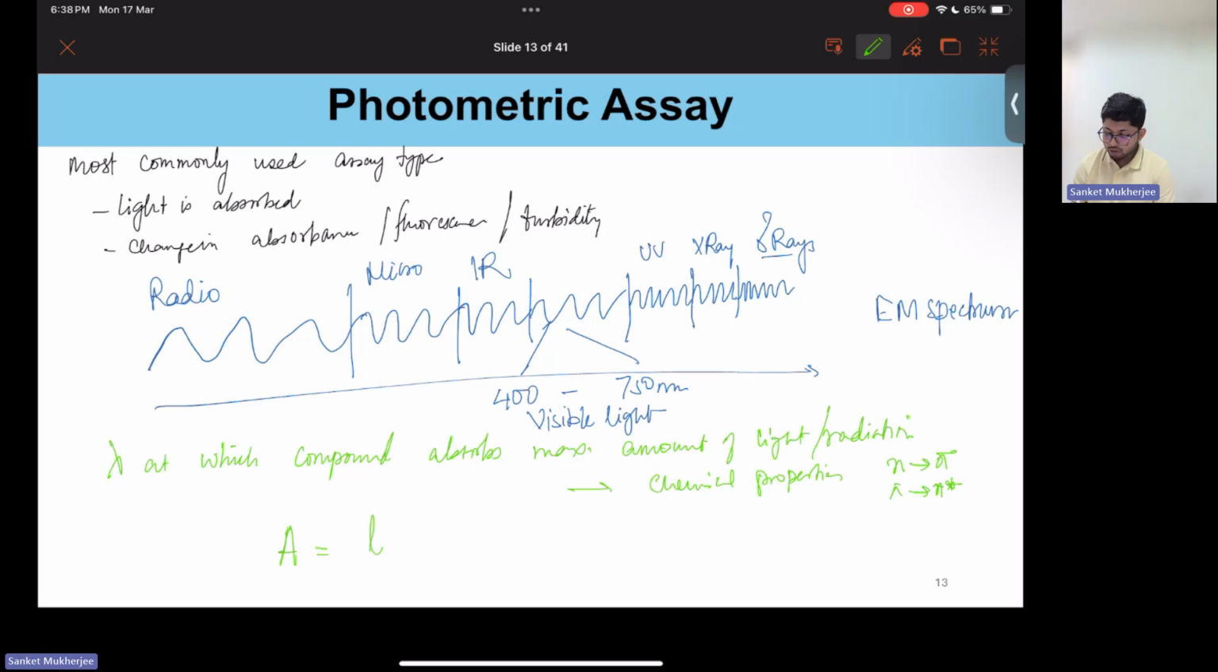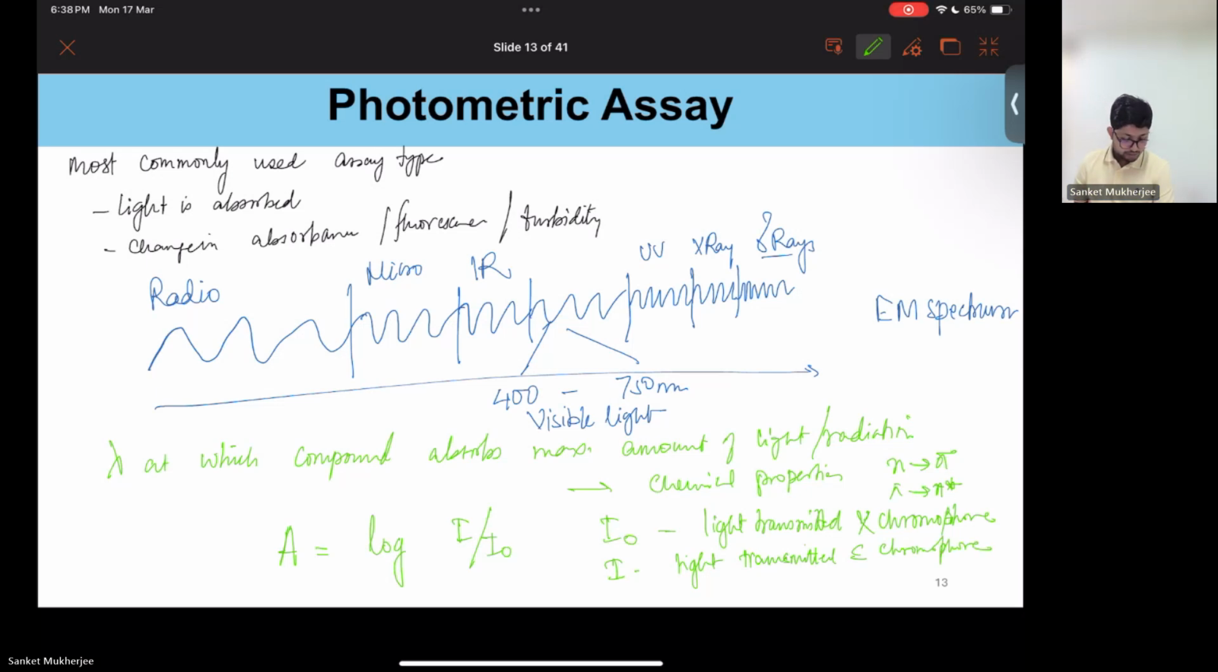A is equal to log of I by I naught, where I naught is the light transmitted when there is no chromophore. I is the light transmitted with chromophore. A is absorbance. This is absorbance.